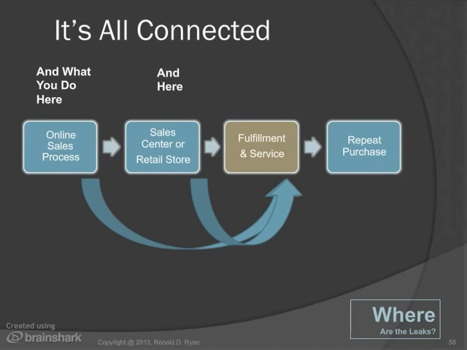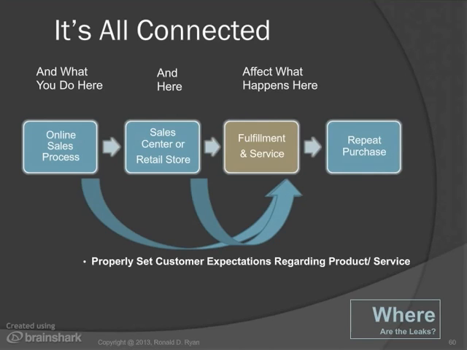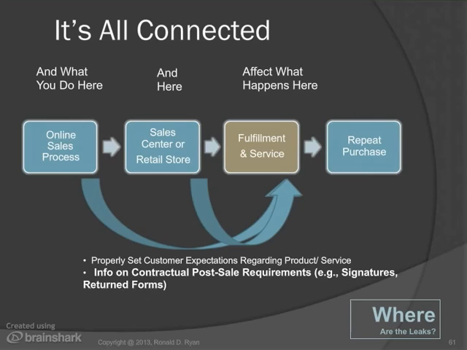Similarly, what happens in your online sales process and in your telesales and retail store locations affects what happens in your fulfillment and customer service organizations. For example, if anywhere in your sales organization customer expectations are not set properly regarding the product or service, fulfillment has to deal with it. Your fulfillment organization is going to have to deal with problems if the information on contractual or post-sale requirements, for example, signatures or returned forms, are not set properly at the front end of the organization.